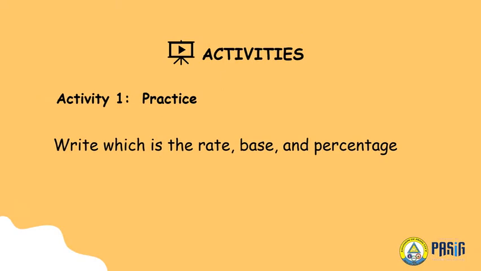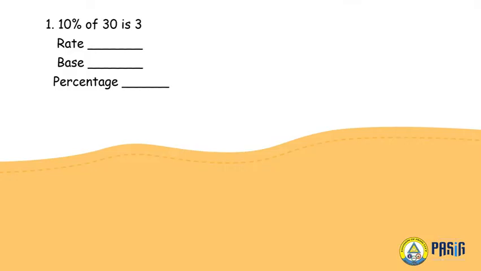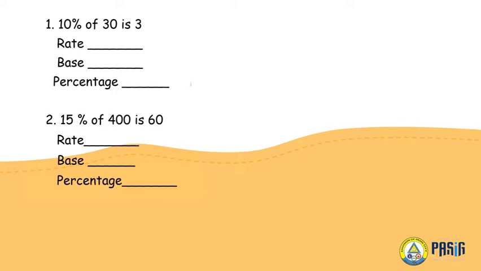Activity number 1. Direction. Write which is the rate, base, and percentage. Number 1. 10% of 30 is 3. Rate blank, base blank, percentage blank. Let's proceed to number 2. 15% of 400 is 60. Rate blank, base blank, percentage blank.